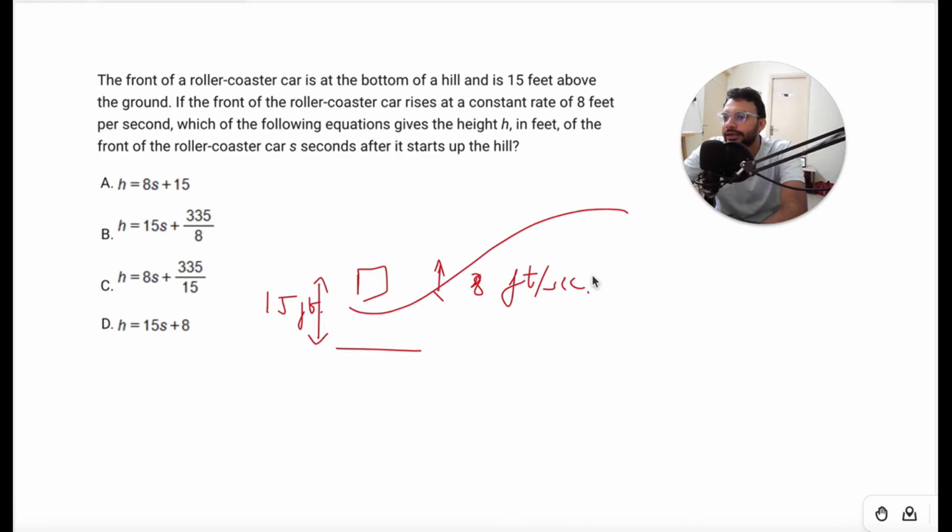Okay, so then which of the following equations gives the height h? So height h would be, h is equal to initial height 15 feet plus 8 times s, number of seconds elapsed. So 15 plus 8s, that's option A. This is the correct one. So we did nothing, we just converted what was written in English in statements into a mathematical expression. Okay, so 15 feet was already the height, it cannot go lower than that. So that height will always be there, plus according to the number of seconds elapsed, the front of the roller coaster car will gain further height at the rate of 8 feet per second. Okay, let's go to the next one.